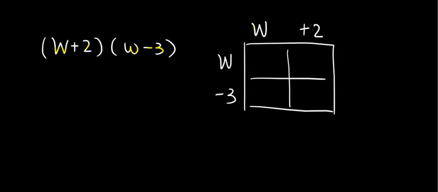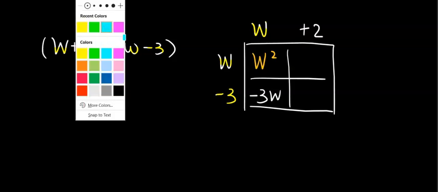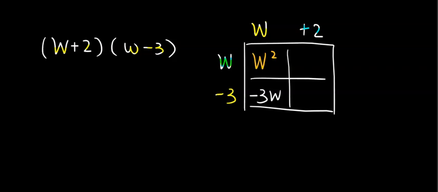Now, what is w times w? W squared. Let's continue. What is w times negative 3? Negative 3w. Let's get a different color. What is w times 2? 2w. Last one. What is 2 times negative 3? That's negative 6. Now, we're going to write them out here.